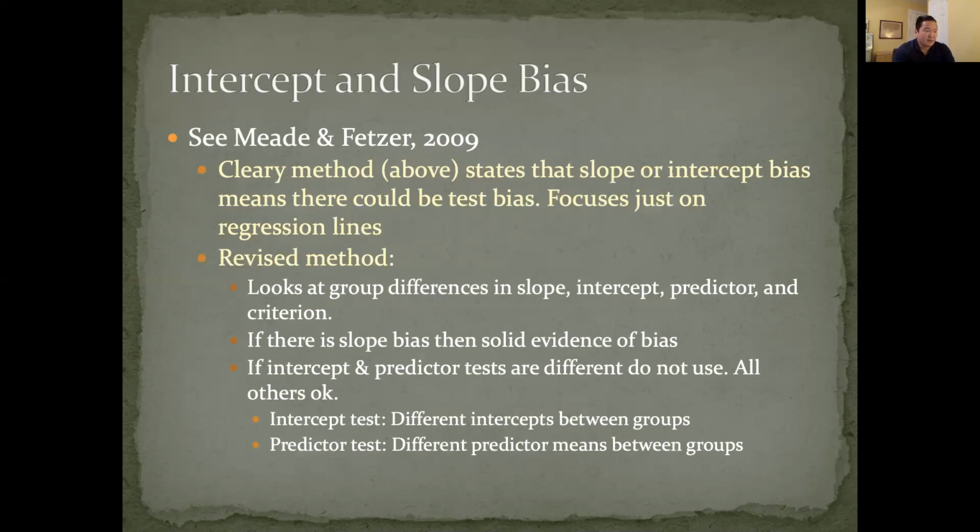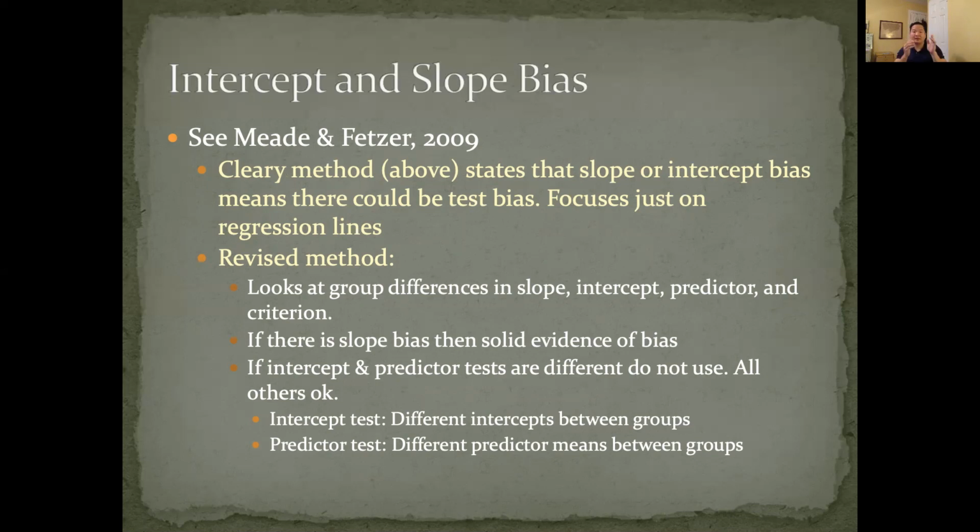The problem with the method as it was originally put out was that it just said that there could be test bias. It looked at the regression lines and said both of these things indicate that you could have a problem, and that's not very satisfactory. It doesn't give us guidance on determining whether we have a problem or not. So Mead and Fetzer in 2009, I think in an ORM article, came out with a revised method that looks at group differences in slope, intercept, predictor, and criterion.